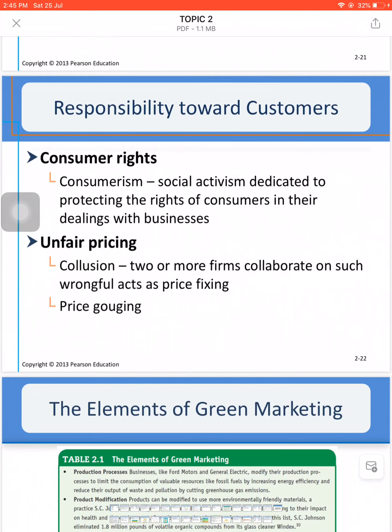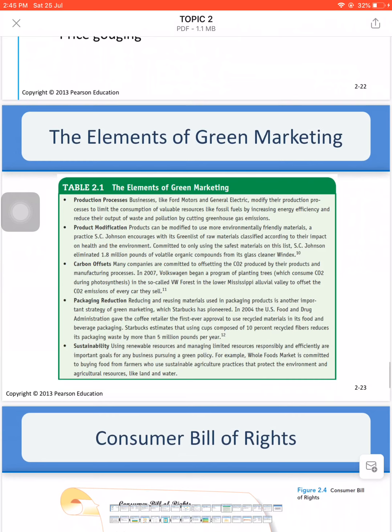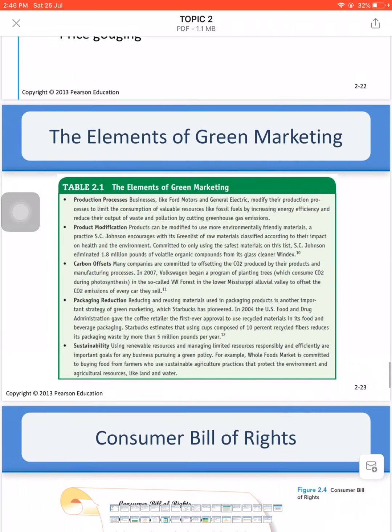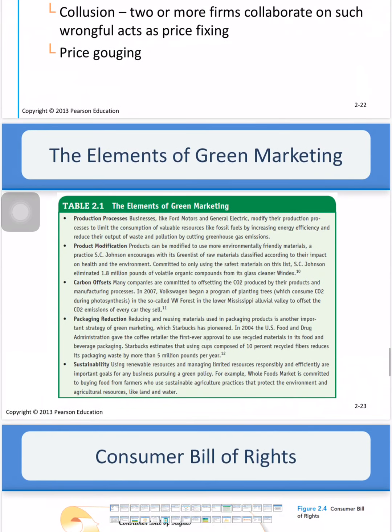Okay, then responsible towards the customer, unfair pricing. Now the elements of green marketing. Businesses are increasingly recognizing that looking after the environment is good marketing. As a result, businesses are now concerned with a number of environmental factors like production process, product modifications, carbon offsets, packaging reductions, and also sustainability. This summarizes the central elements of so-called green marketing, the marketing of environmentally friendly goods. Now we go for the first point, which is production process.